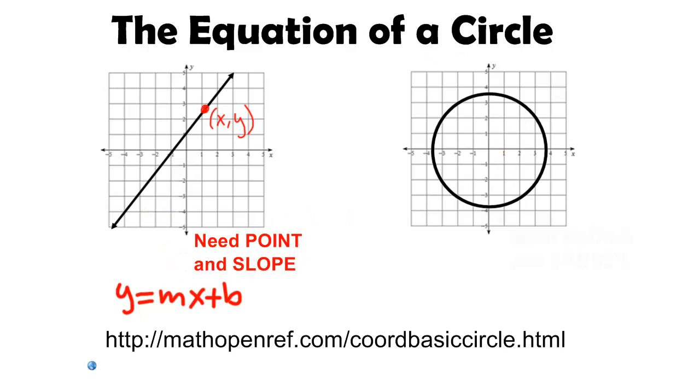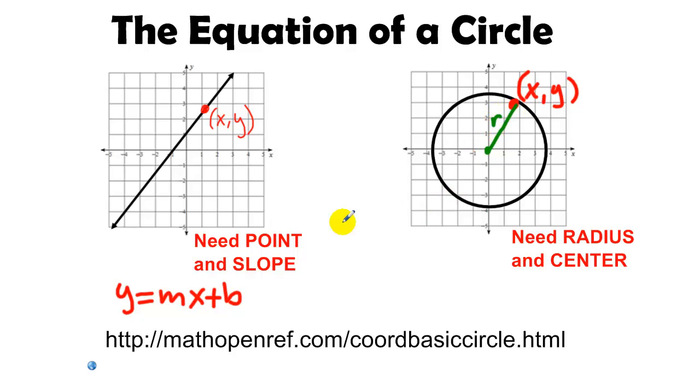How do we say the relationship between any point, x and y, on a circle? How does the x coordinate relate to the y coordinate of a circle? And the answer is, first of all, you need a radius and a center. So you're going to need to know what the radius of your circle is and where the center is. We'll draw it out to this point. What's the radius? And then a little help from the Pythagorean theorem will work. So let me show you with this demo.